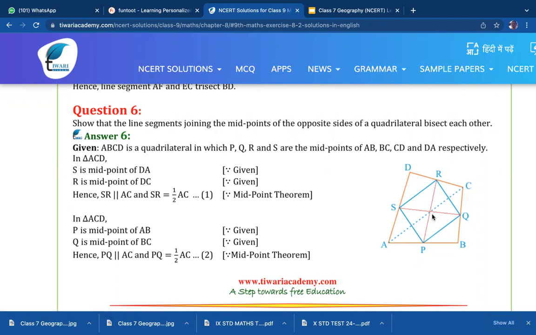Presently we are doing quadrilaterals, exercise 8.2. We are in question number 6.